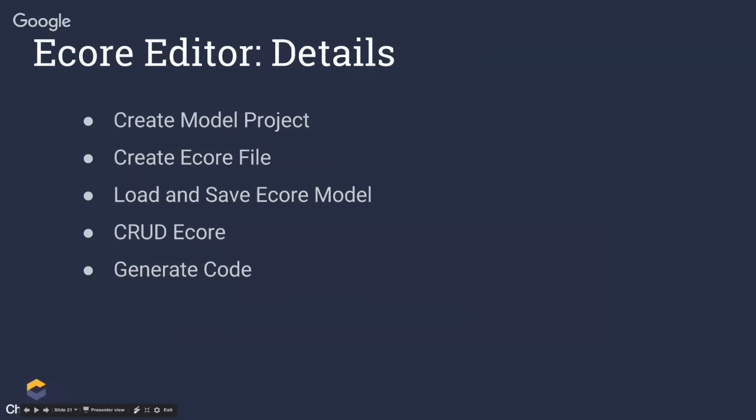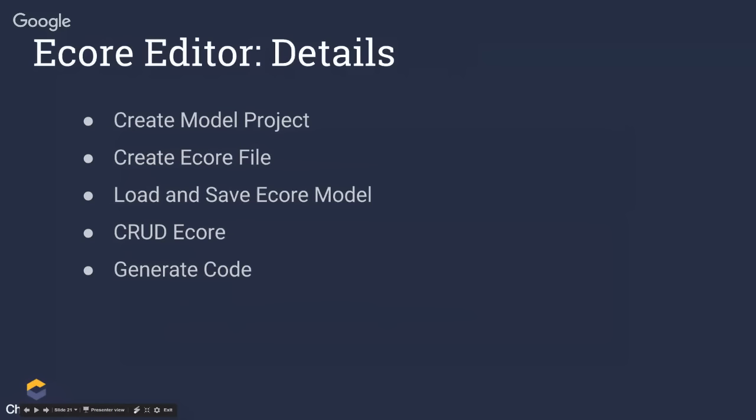First of all, we wanted to be able to create a custom project type. We called it a model project. Second, we wanted to be able to create such an eCore file, which contains a custom model. We want to load and save this eCore model. We want to provide CRUD. That means we want to enable the user to create, read, update, and delete this file in a tree-based editor. And finally, we want to generate code.